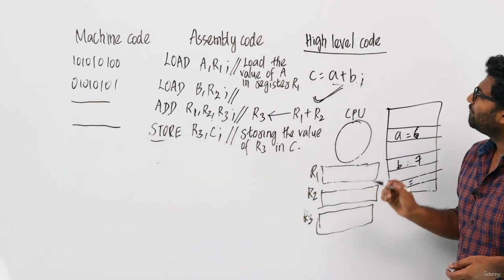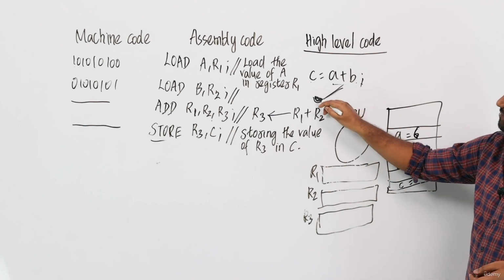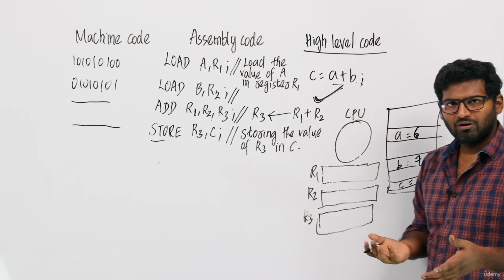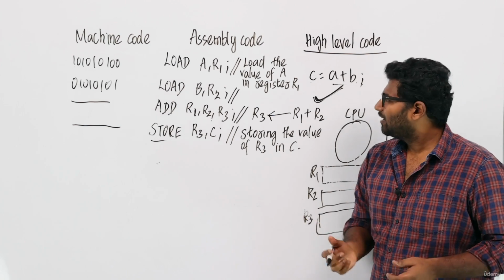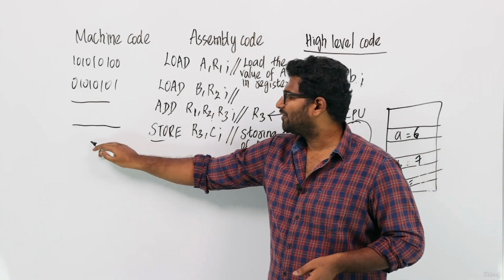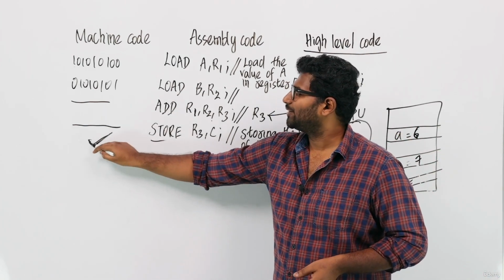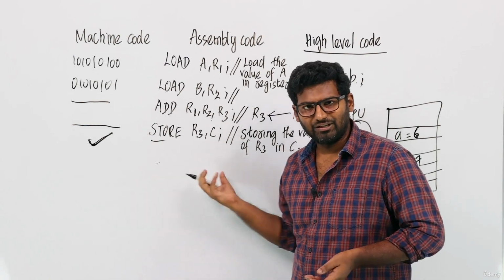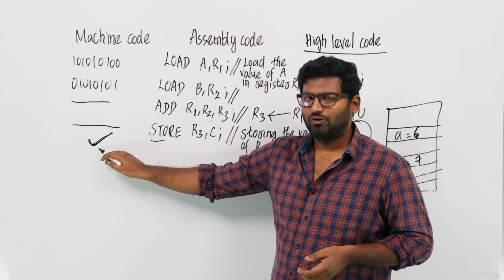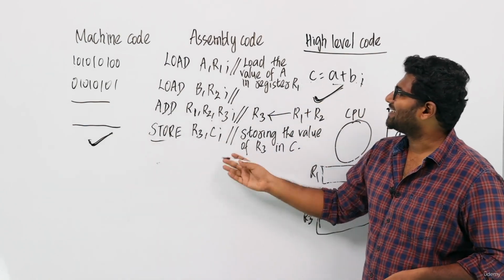Fine. Now we use high level code because it is very easy for programmers to code in order to build a software. Now why do we need this machine code? Obviously our computers can only understand ones and zeros. It cannot understand our English words. So we are having this machine code. Now why do we need this assembly code?